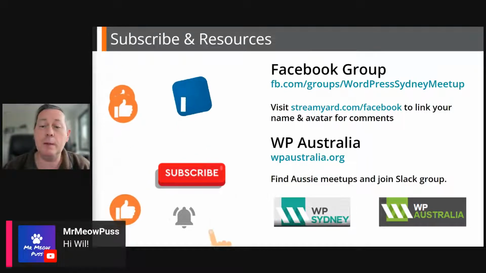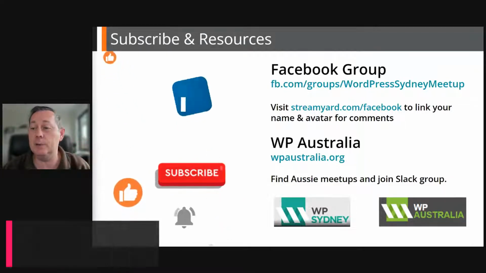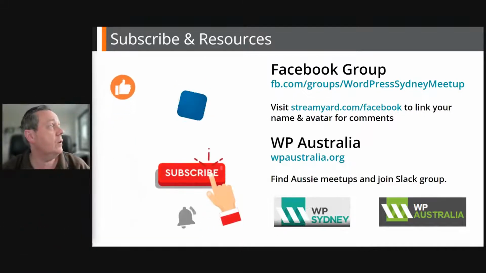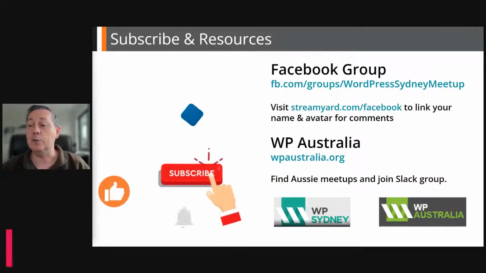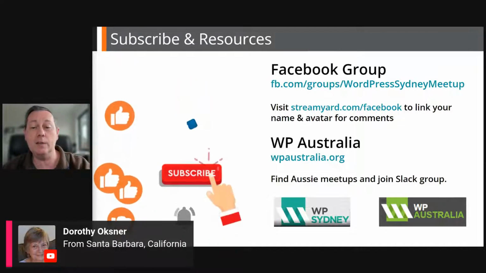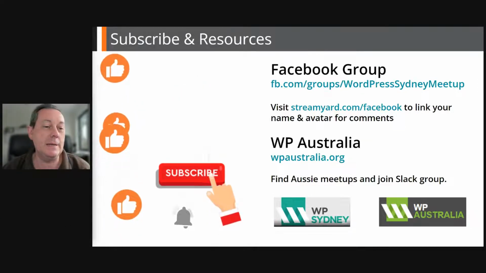Okay, we've got a few people online. We've got Mr. Miyakus. Hi there, how are you doing? We've got Jean as well from a cloudy Central Coast. Jean, it's not looking so much better here in Sydney either. We've got Dorothy as well, coming from Santa Barbara, California. Hi, Dorothy. Thank you for joining me today.